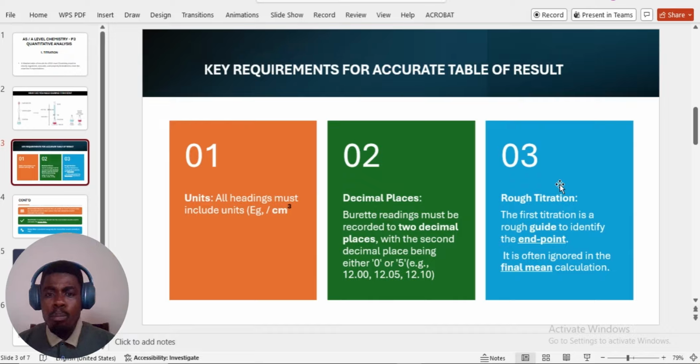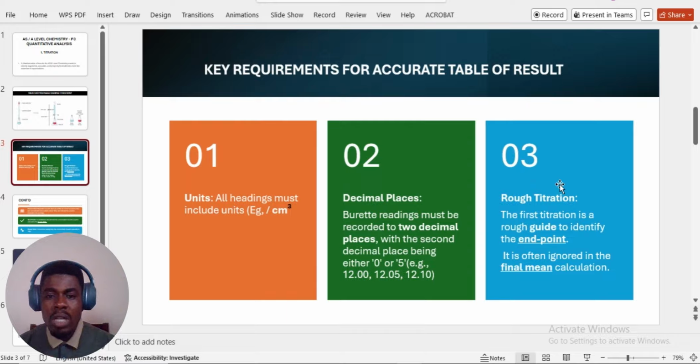Then two, burette readings must be recorded to 2 decimal places, with the second decimal place being either 0 or 5. The reason being that the burette is used for accurate measurements and the calibrations are too small, so in between is 0.05. So either you have maybe 12.00 or 12.05 or 12.10. You don't have anything like 12.12.